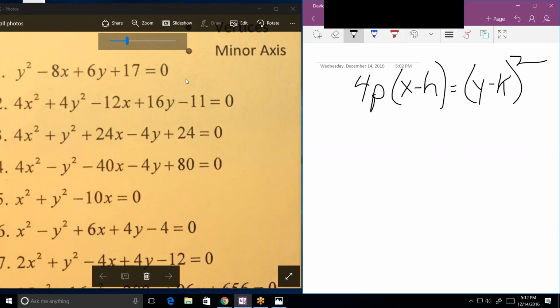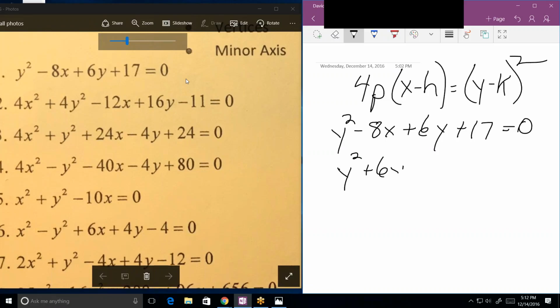Let's start with what we got here. I've got just a single x, so I'm going to move that x to the other side. And here's what I'm going to do. Y squared plus 6y, put parentheses around that because I'm going to be completing the square.